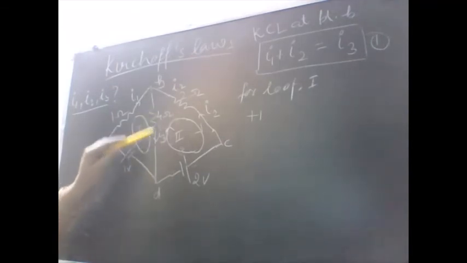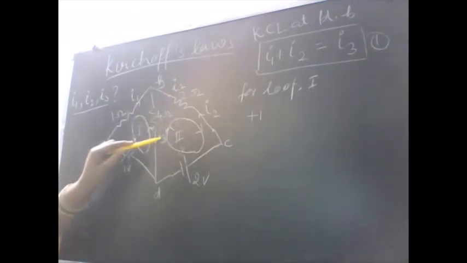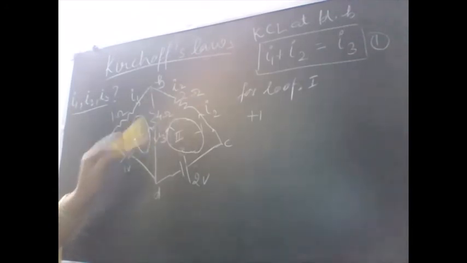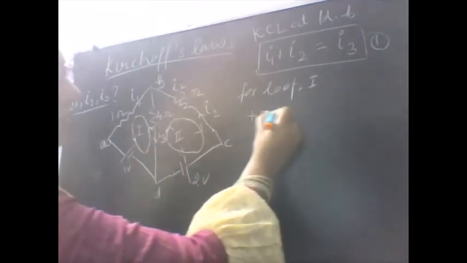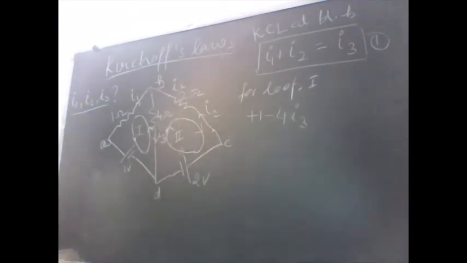So the potential difference across this 4 ohm resistance, which is RI, resistance is 4 and the current is I3. So the potential difference across this resistance is 4I3. Now 4I3 positive or negative? Since it is going opposite to the loop, therefore it should be minus 4I3.